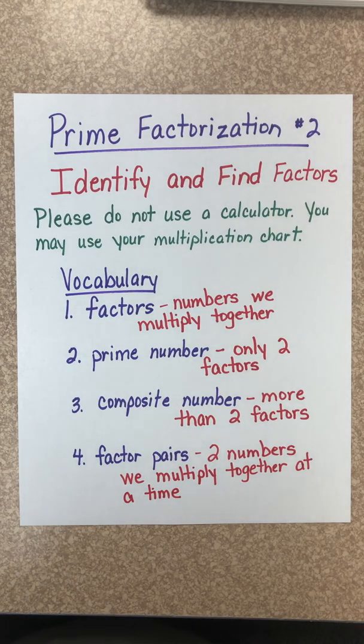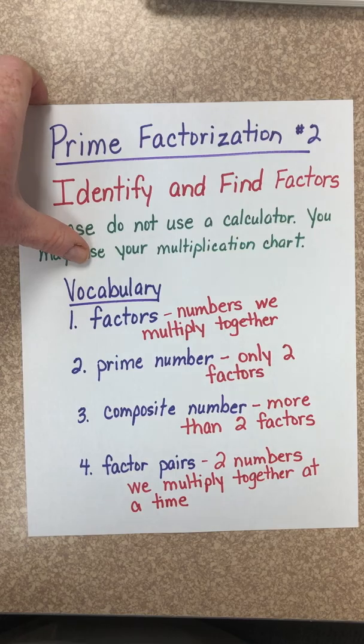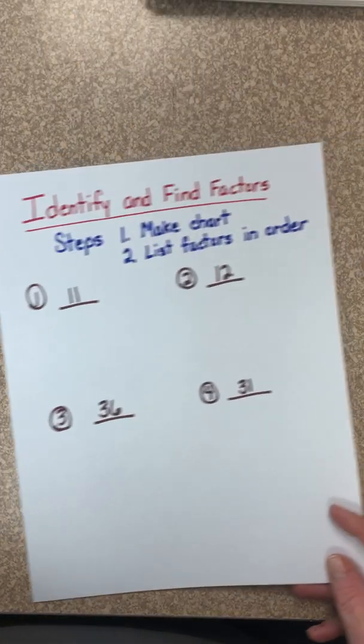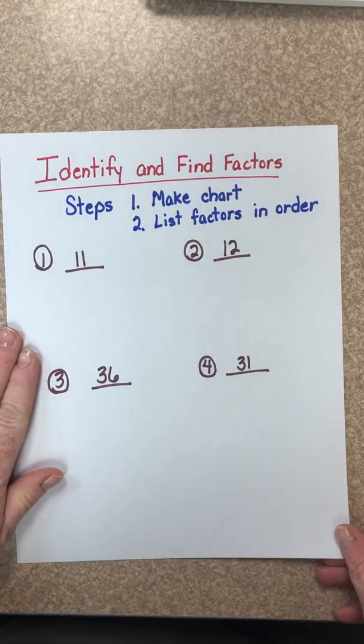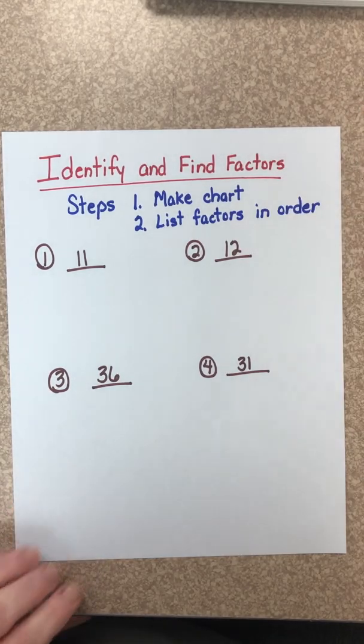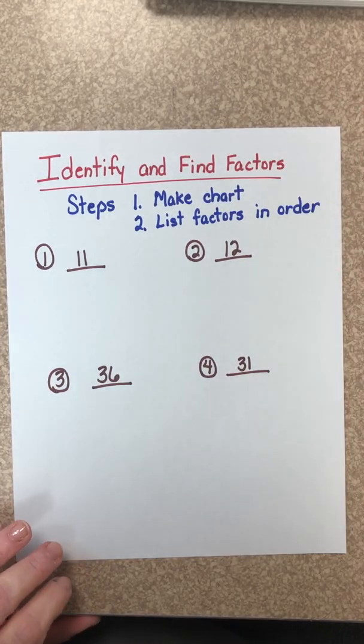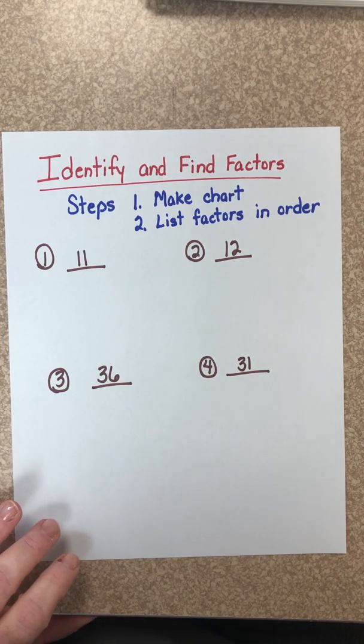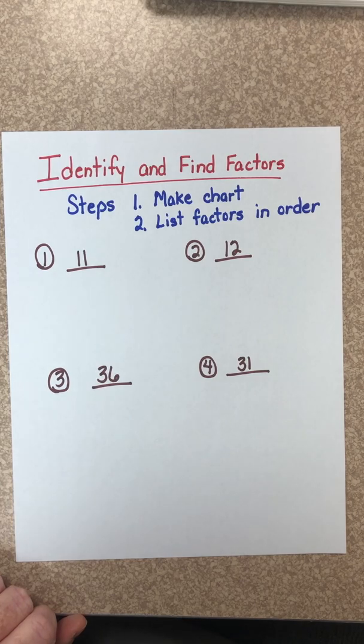Well, let's take a look at how do we identify and find factors of a number or a product. We're going to do this in two steps. Step one, we're going to make a chart. And step two, we will list the factors in order, so from smallest to largest. Let's begin with the number 11.